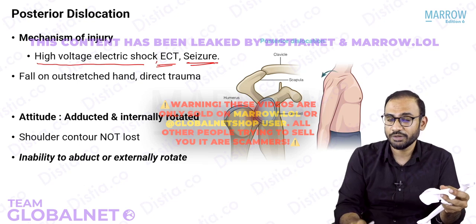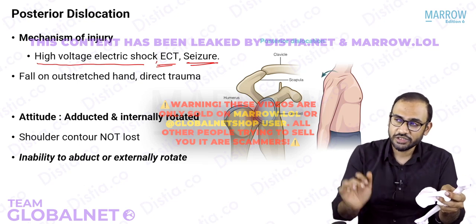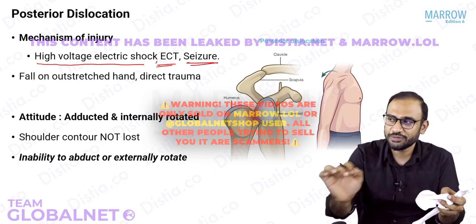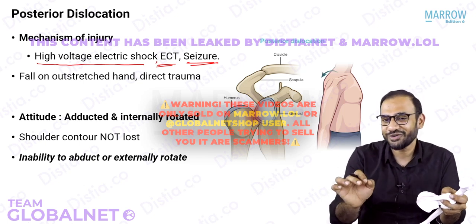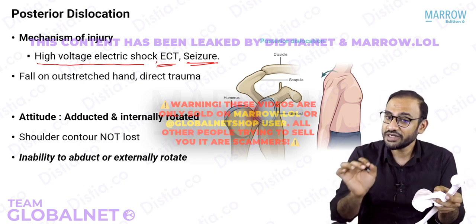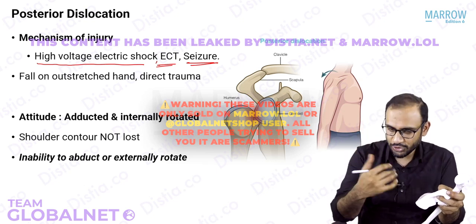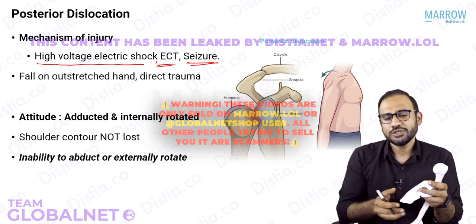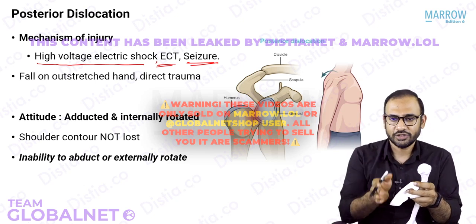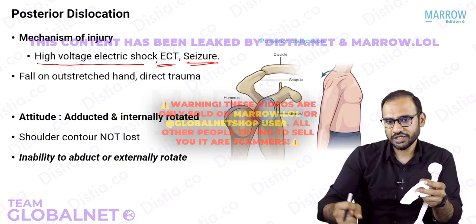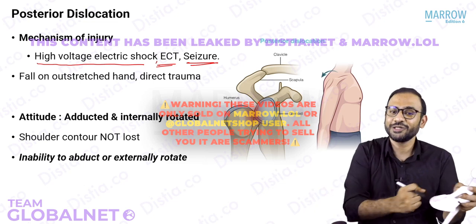Post-seizure patients. So please remember, if in the MCQ exam the question mentions seizures, a patient on treatment of seizures, or a patient under electroconvulsive therapy, remember it is usually posterior dislocation. Just keep that in mind. I'll show you how. Now, what happens to the attitude of the shoulder? Exactly the opposite. In anterior dislocation, it was abduction and external rotation. Here it will be adduction and internal rotation.